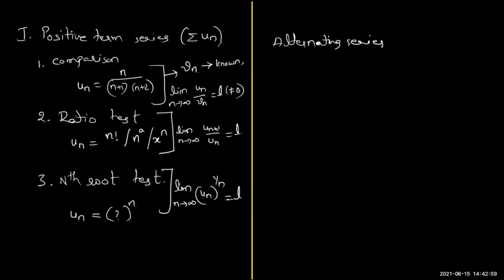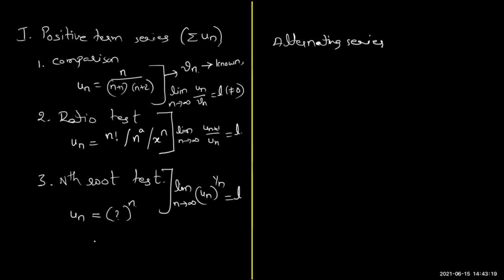Again, as in the case of the ratio test, if this L is less than 1, we say the given series is convergent, and if L is greater than 1, we say the series is divergent, and if L is equal to 1, the test fails in this case. So like this, using either of these three techniques, we decide whether the given series of positive terms is convergent or divergent.